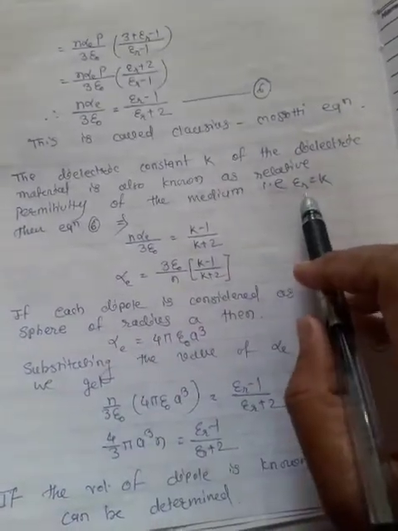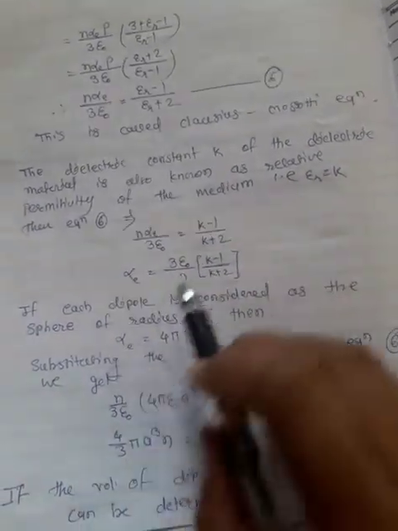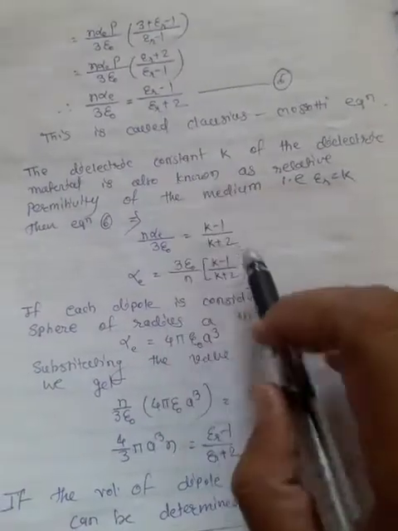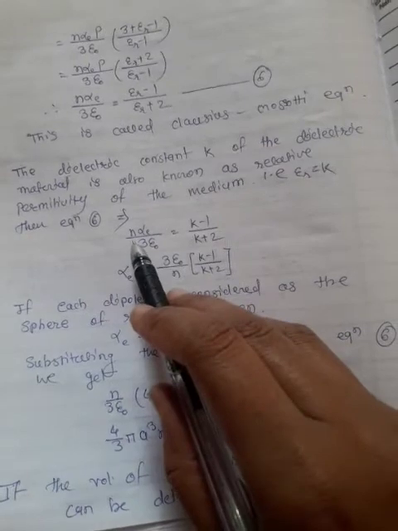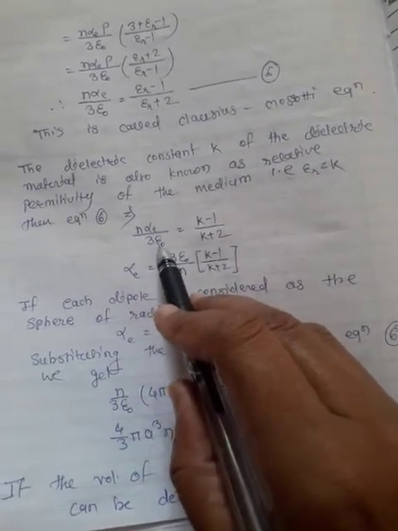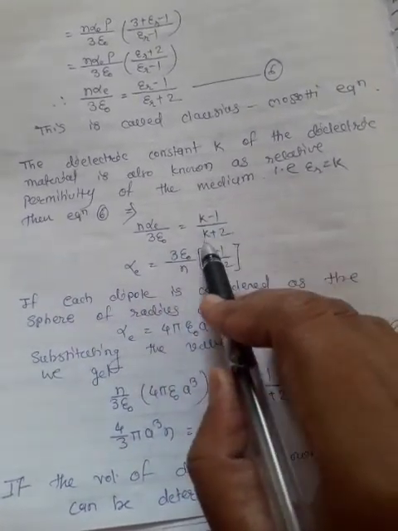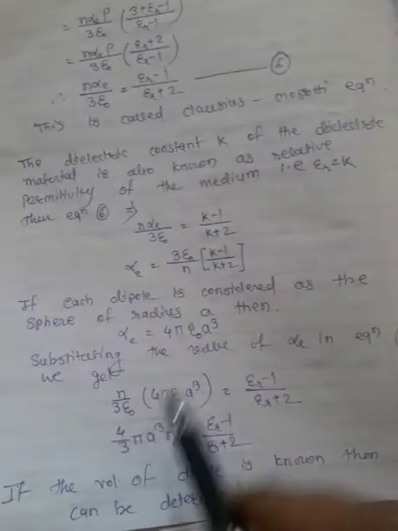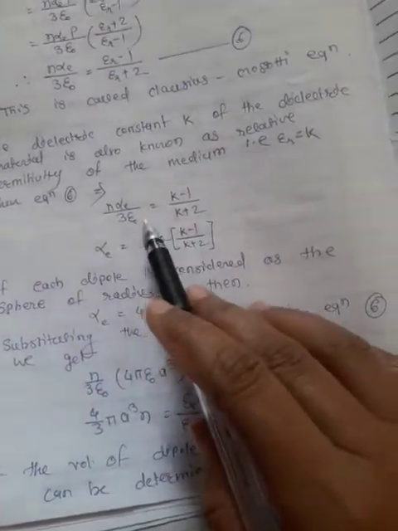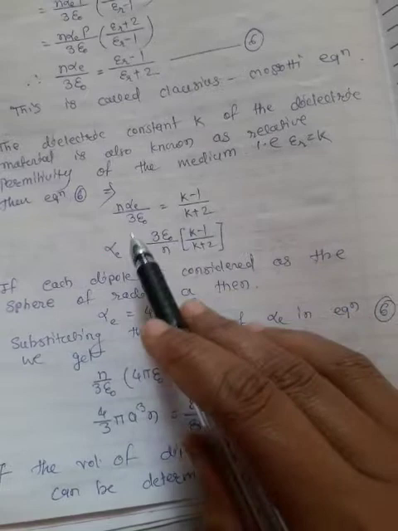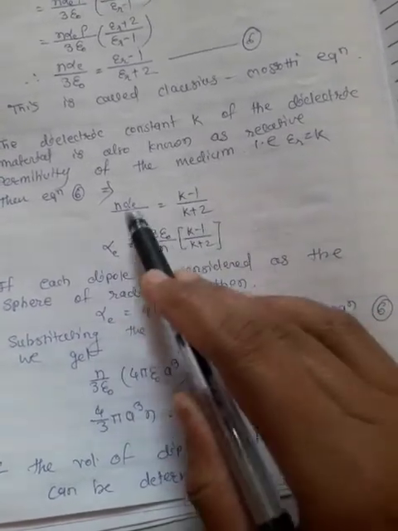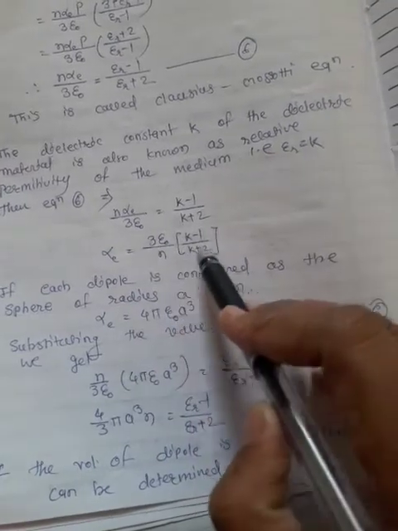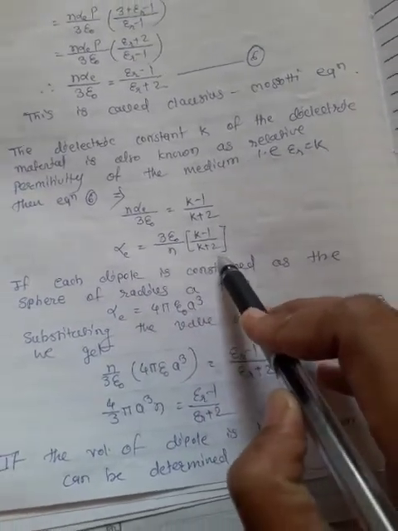The dielectric constant K of the dielectric material is also known as the relative permittivity of the medium. Therefore, epsilon r equals K, and in place of epsilon r we substitute K. Then equation 6 becomes n alpha E upon 3 epsilon naught equals K minus 1 upon K plus 2. After rearranging, alpha E equals 3 epsilon naught upon n into K minus 1 upon K plus 2.